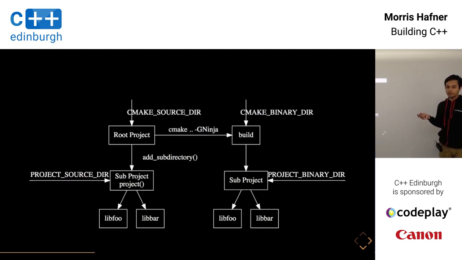So your project might get included by another root project, which you don't know about when you're writing your script. So when you're invoking CMake on your root project, CMAKE_SOURCE_DIR will always point to the root project, whereas PROJECT_SOURCE_DIR will always point to the last call of the project function. So when you want to refer to the root of your project, you should probably want to use PROJECT_SOURCE_DIR. Otherwise, you will end up in a root project you don't know about, and things will break.